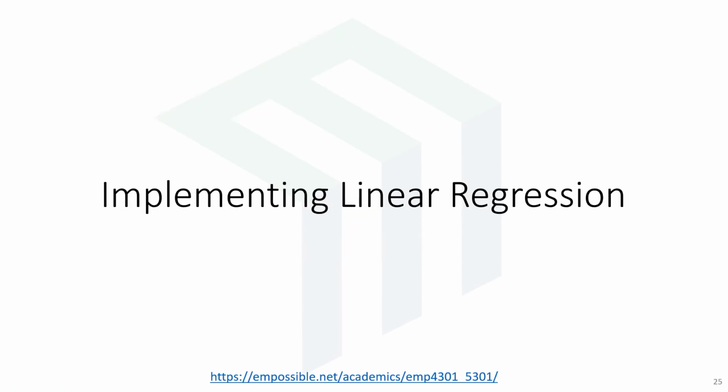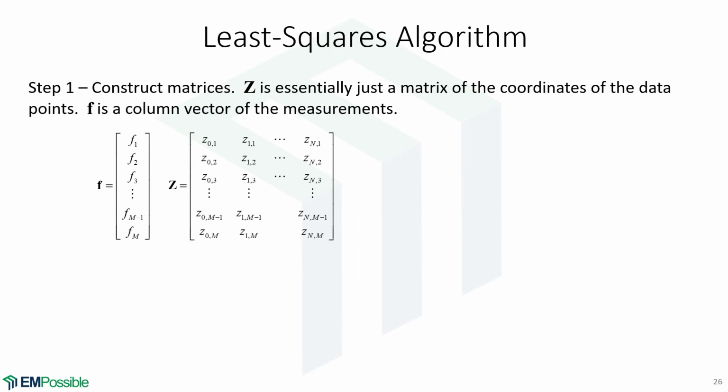Implementing linear regression. Solving something by least squares is three simple steps. Remember what we're doing. We have a whole bunch of measurements that we're trying to fit to a linear equation. So we have a whole column vector of measurements F and a whole column vector of really the positions of each of these measurements F.